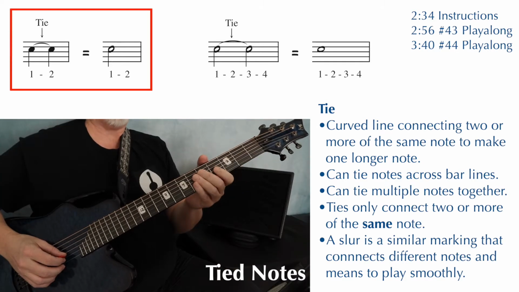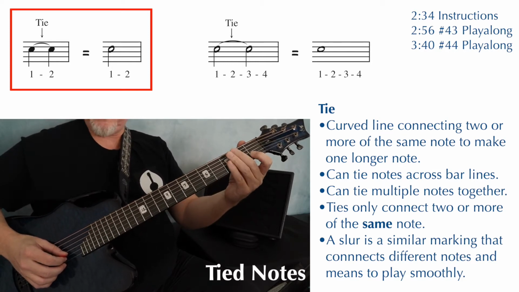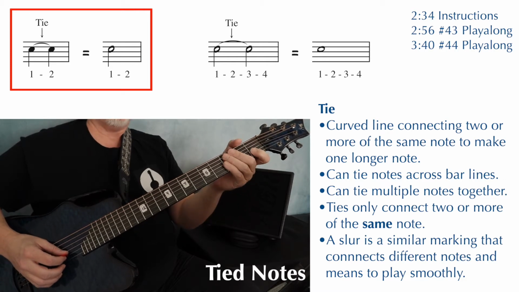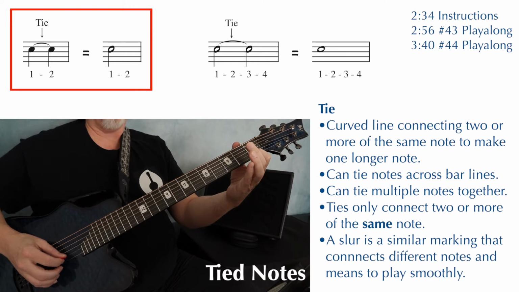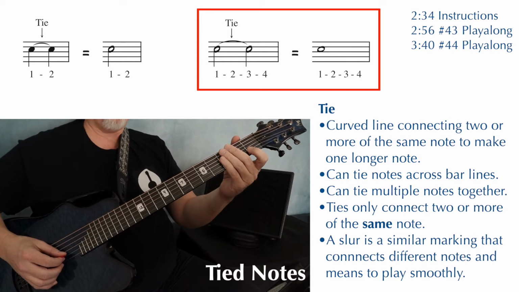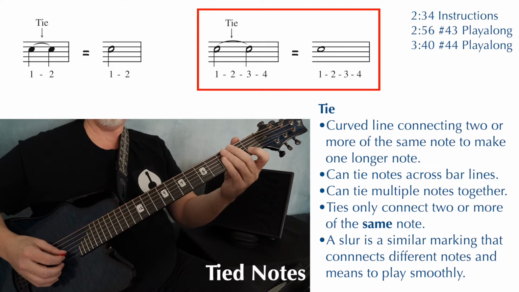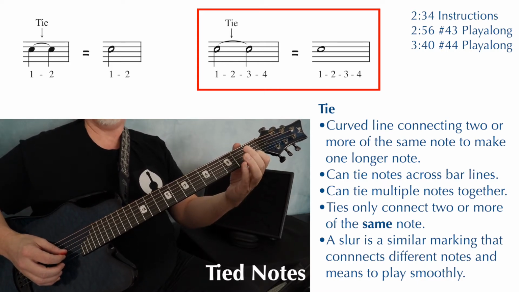In the first example at the top of page 24, we have a tie connecting two quarter notes. So normally you play quarter notes, 1, 2. Since they're tied, that actually becomes one longer note for two beats, 1, 2. In the second example, we've tied two C half notes together. So instead of playing 1, 2, 3, 4, it now becomes 1, 2, 3, 4.